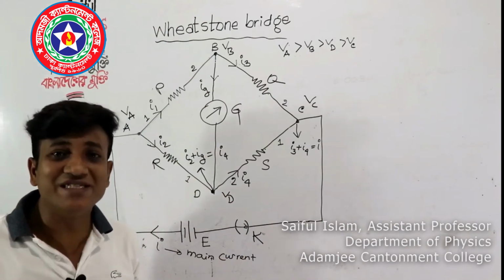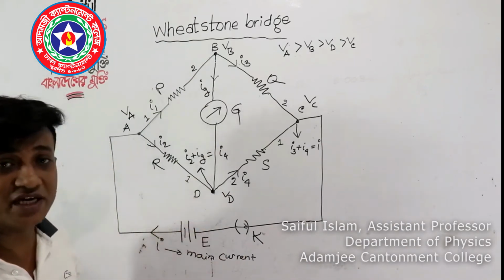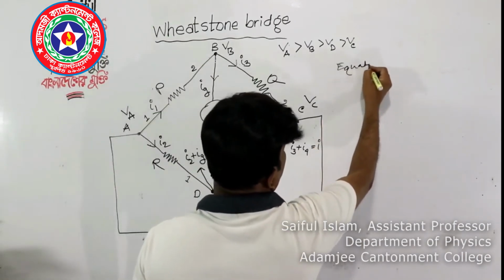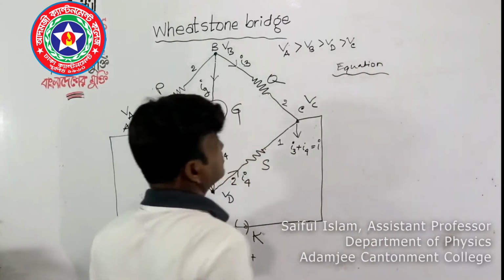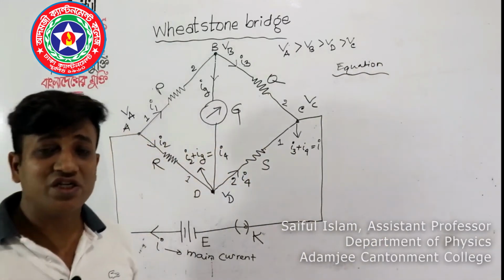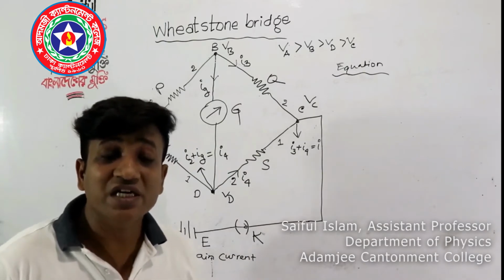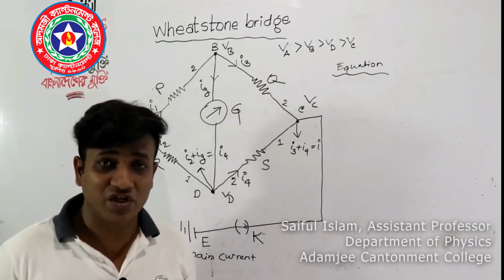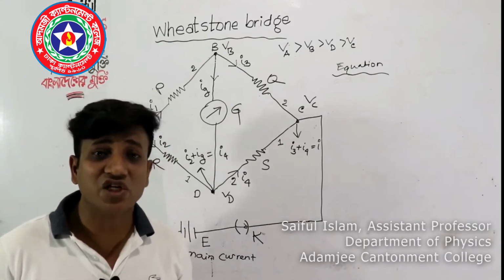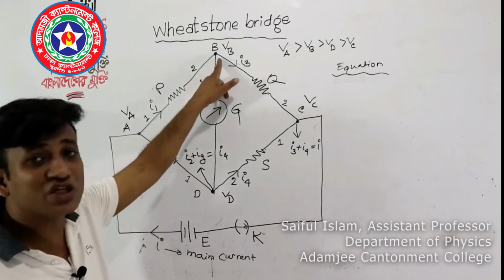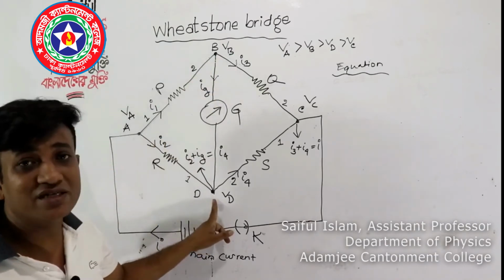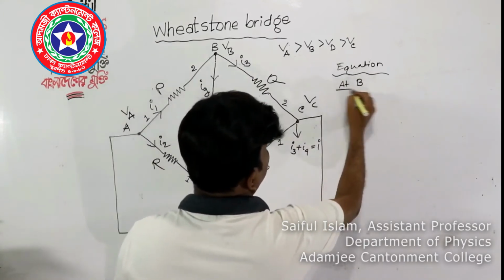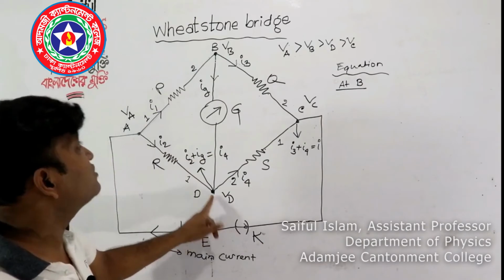Now, what is the equation of this bridge? To get the equation, we have to use Kirchhoff's law. You know, there are two laws of Kirchhoff. The first one is the junction law. Now we can use the junction law at point B and at point D. So at point B, using the junction law, what do we get?